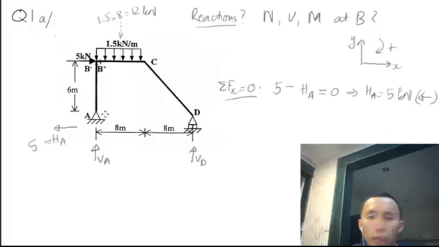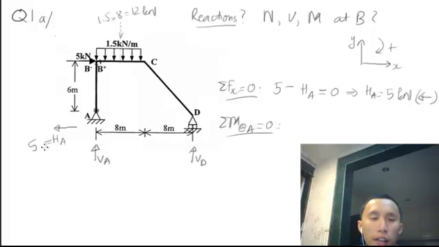Next we have to find the rest. See here, we are left with 2 unknowns. So I will take sigma moment here. The reason why I take the moment here is because this force and this force will cancel out. So we're left with this one unknown and one unknown here, so we will be able to solve this. Now I will take sigma moment at A equal to 0.